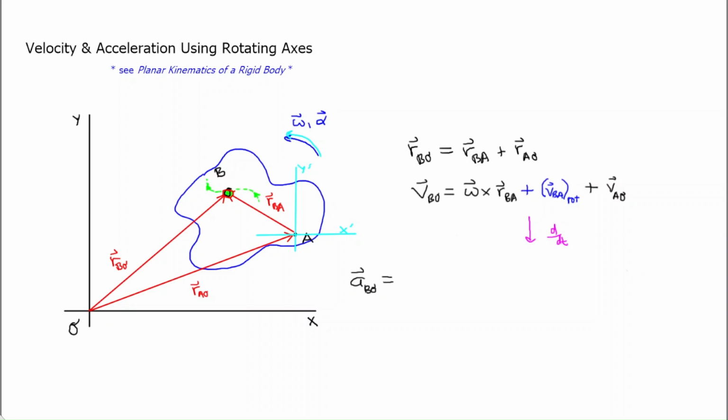Now this is going to be a little more complicated. First, I've got this first term, omega cross R sub BA. Well, that's a product. So in some sense, we're going to have to use a product rule and some other things here as well. So the time derivative of omega is alpha.